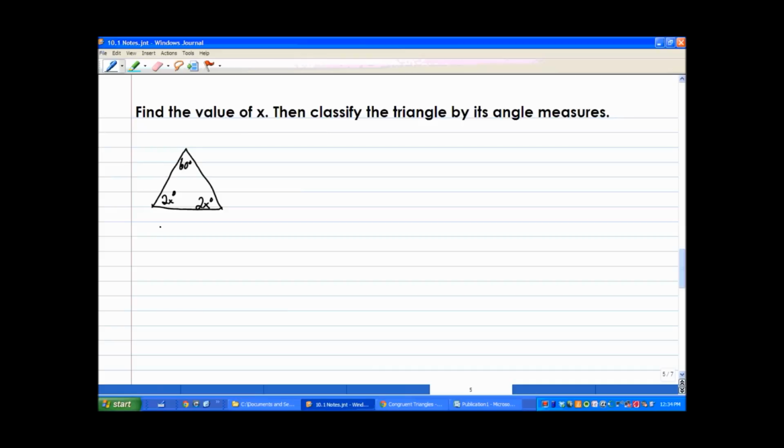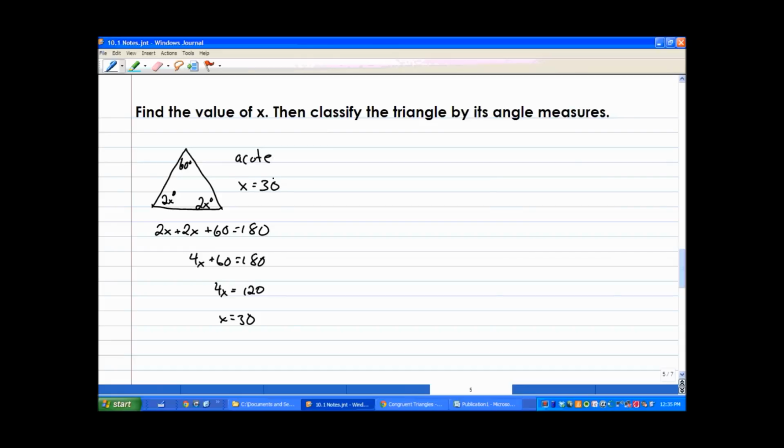What you would do is you would say, all right, well, 2x plus 2x plus 60 is equal to 180, the sum of the angles. That's 4x plus 60 is equal to 180. 4x is equal to 120, and x is 30, which means that each one of these angles is 60. So it's an acute triangle. It would also be equilateral. And x is equal to 30.